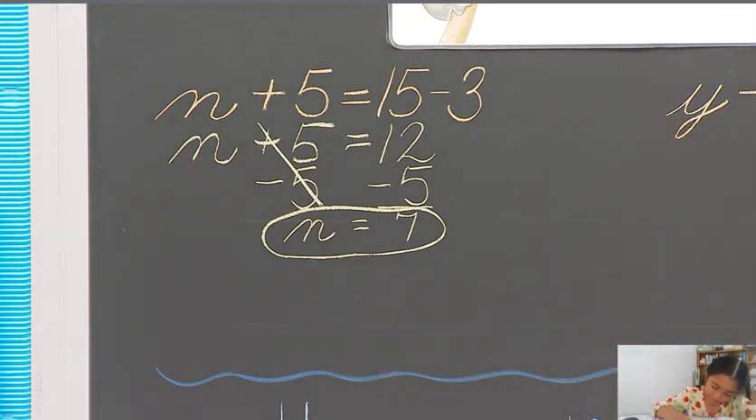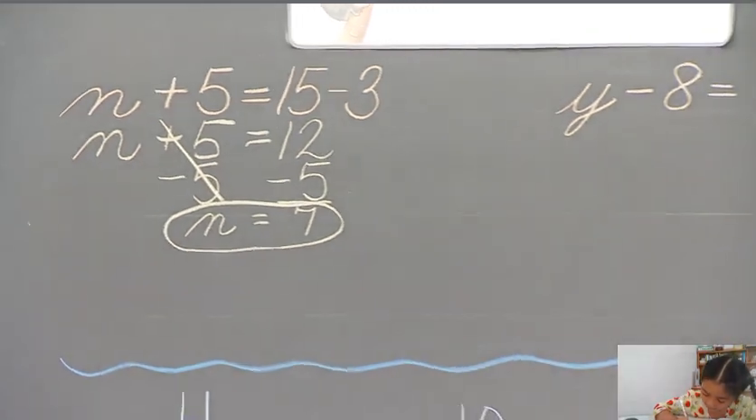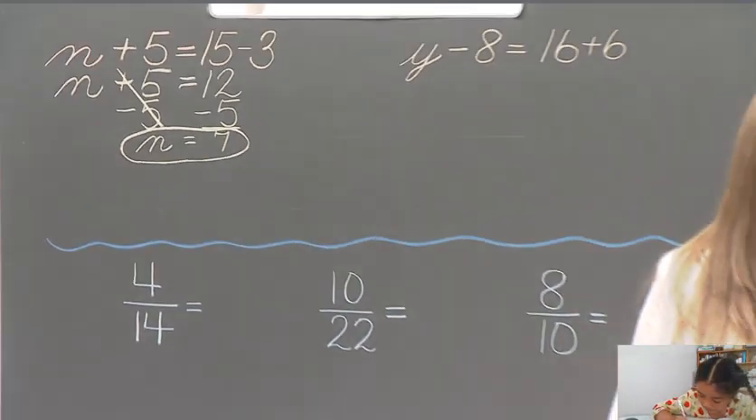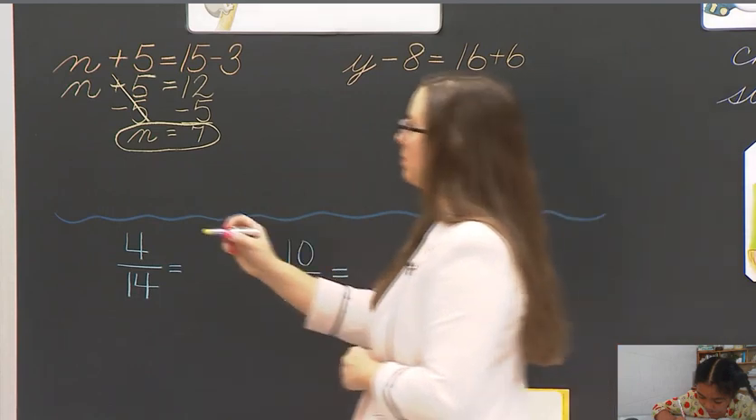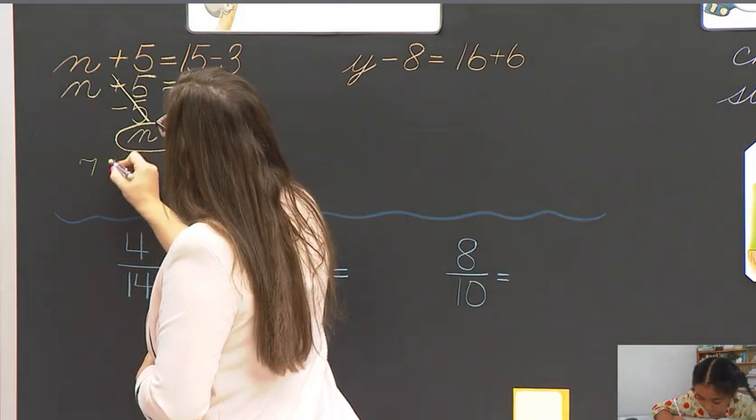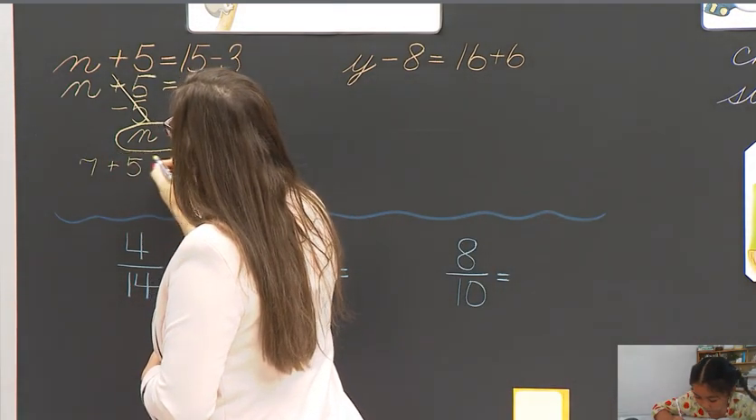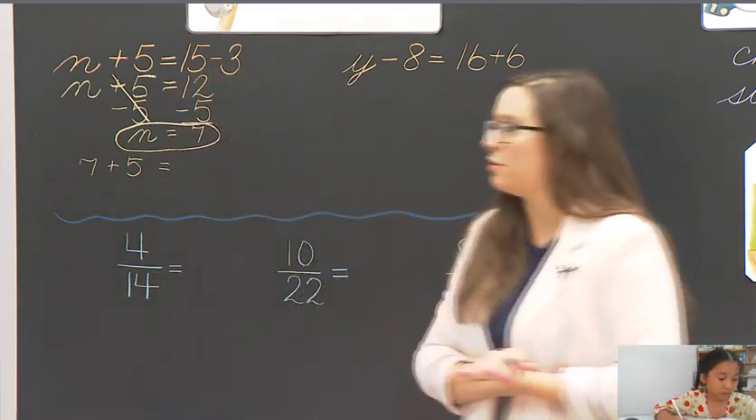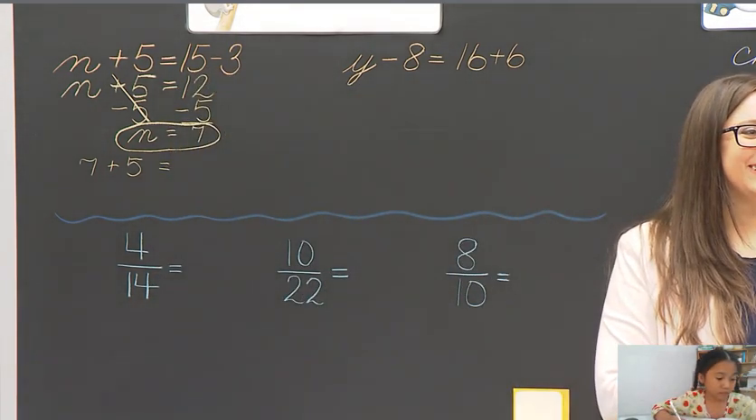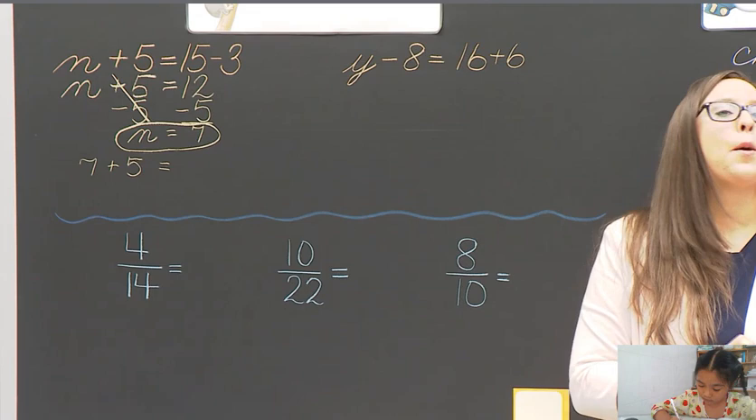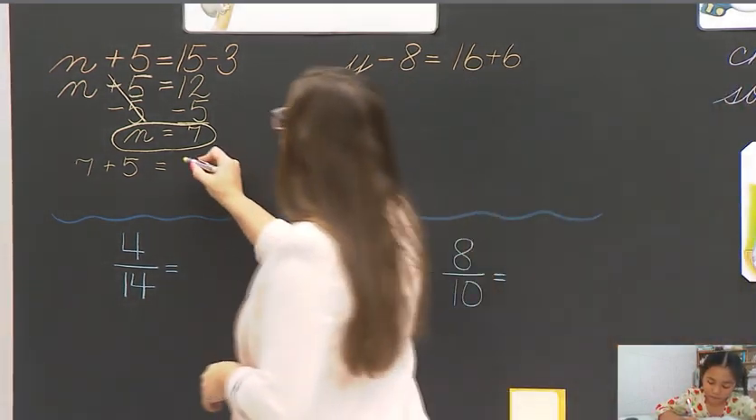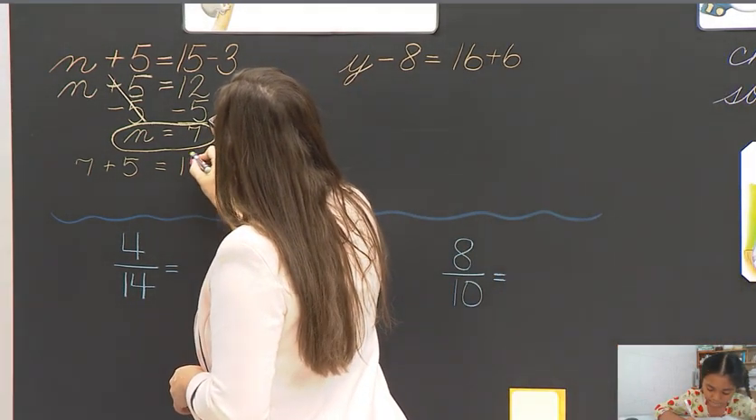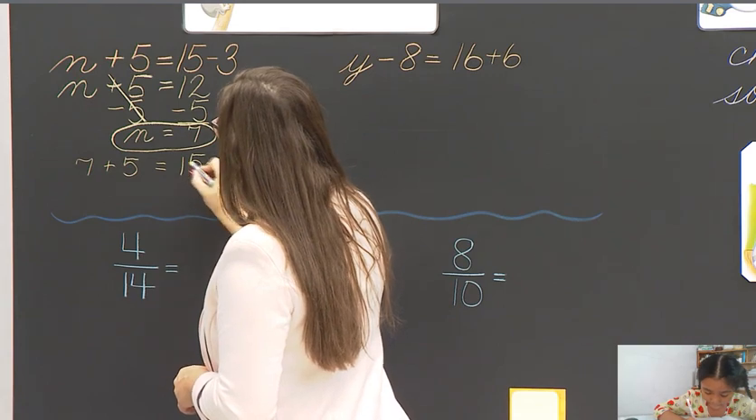So how do I check an equation? Jimmy? You write 7 in the front of plus 5 because that's your answer. Good. Then what do I do from here? You write the other side, 15 minus 3. Perfect. So I'm going to go ahead and do that. 15 minus 3 on the right-hand side.